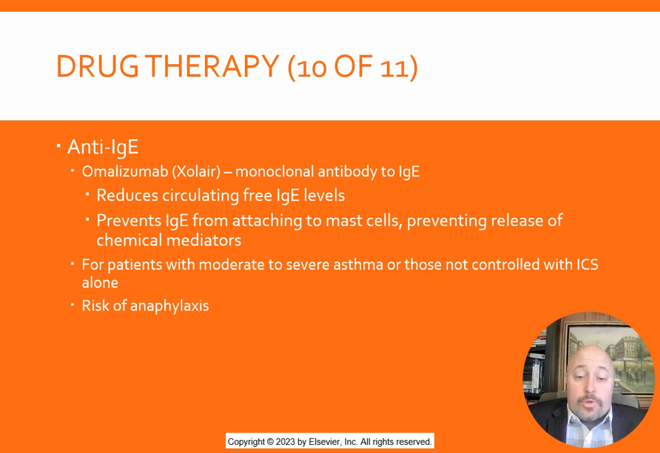Anti-IgE, or Xolair. This reduces circulating free IgE levels and prevents the IgE from attaching to mast cells, preventing the release of chemical mediators. This is for patients with moderate to severe asthma or those not controlled with corticosteroids alone. Unfortunately, it also does come with a risk of anaphylaxis.